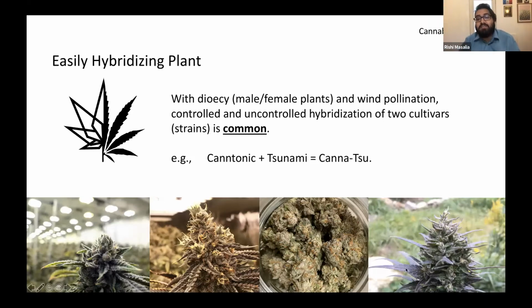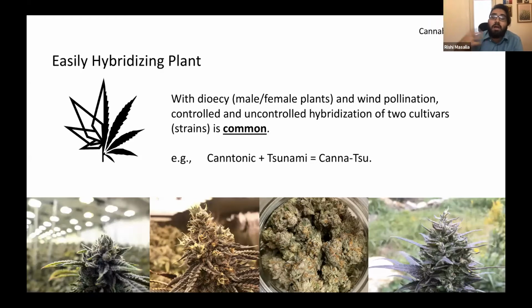Because of its dioecy, male and female plants, and because it's wind pollinated, controlled and uncontrolled hybridization of cultivars or strains is super common. And you actually see this reflected in the naming of these plants. For instance, a pretty popular strain here in California is the combination of both Cannatonic and Tsunami. You also can have something like Harle-Tsu, which is the combination of Harlequin and Sour Tsunami.